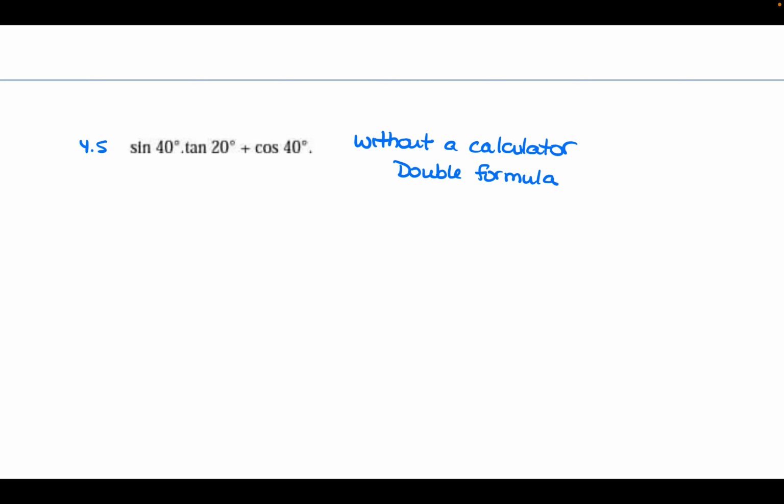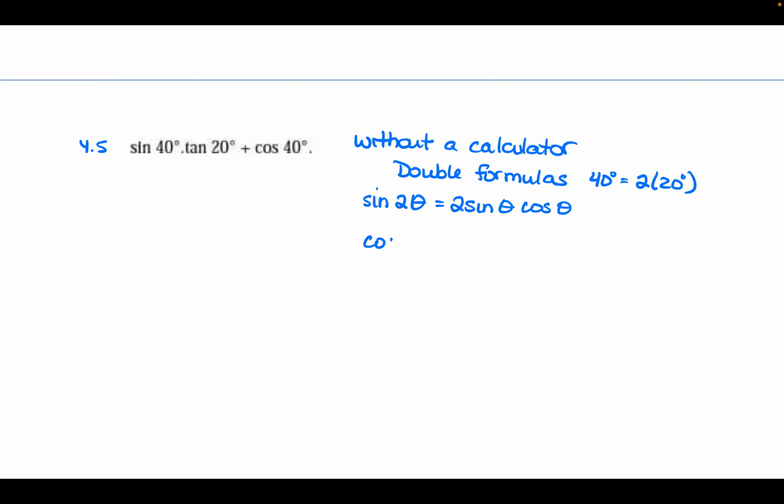And since we have the sine of 40 and the cosine of 40, I think of those because we know that 40 degrees is equal to 2 times 20 degrees. 40 is double 20. So I'm going to write down those formulas. Sine of 2 theta is equal to 2 sine theta cosine theta.